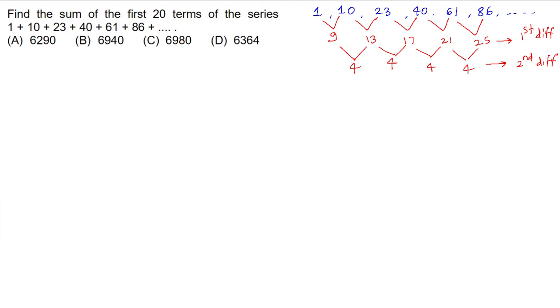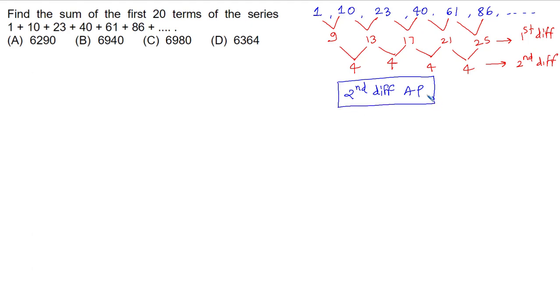There is no standard term, but if the first difference is constant, we call it an arithmetic progression. If the second difference is constant, let's call it a second difference arithmetic progression. Over here let's call it a second difference arithmetic progression.